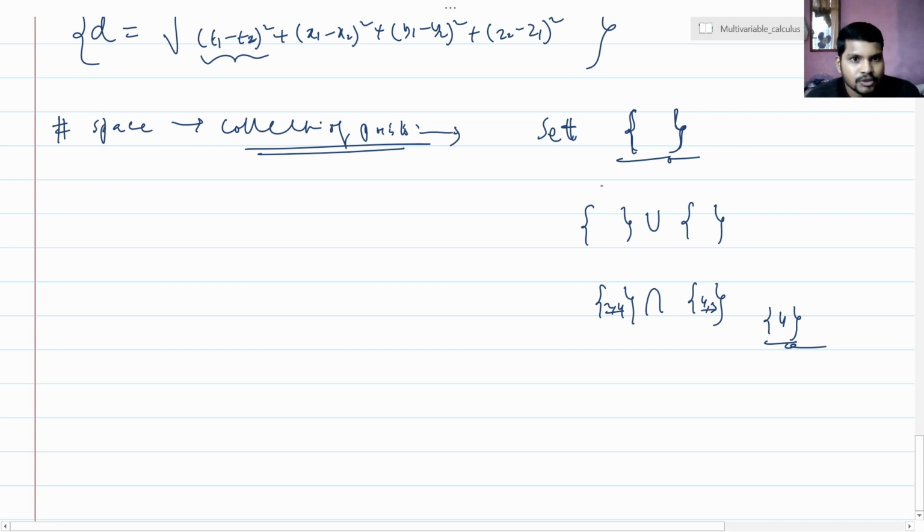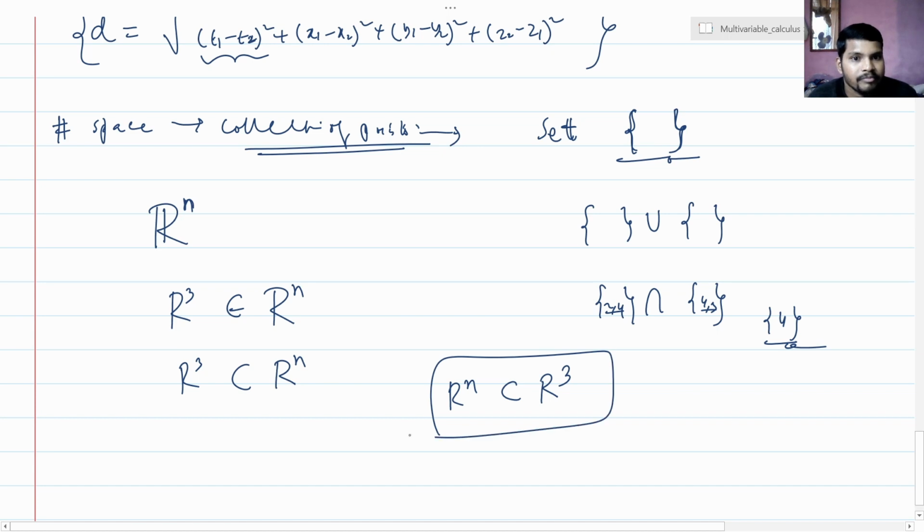All right. So let us say you have Rn, the big n-dimensional space. Everything is happening inside this Rn. You can say that R3 belongs to Rn, or R3 is a subset of Rn. But I cannot say that Rn is a subset of R3. Can I say that? No. R3 has a lower dimension than Rn.